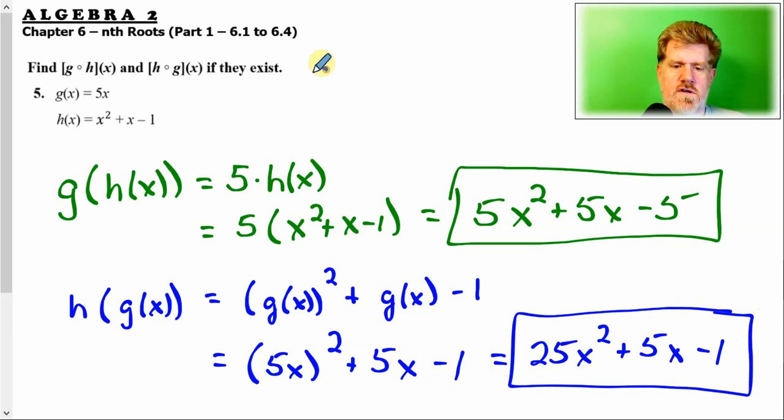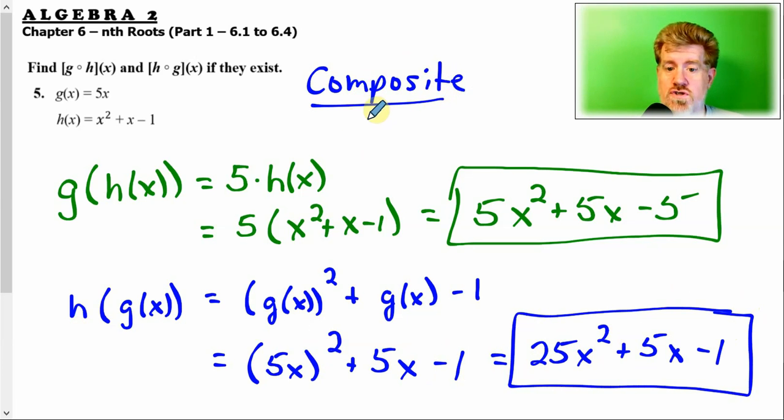So these are called composite functions. If you have any trouble with the composite functions, go to YouTube, search composite functions. There will be a ton of videos on it, maybe something that explains a little better than I'm explaining to you. All right.